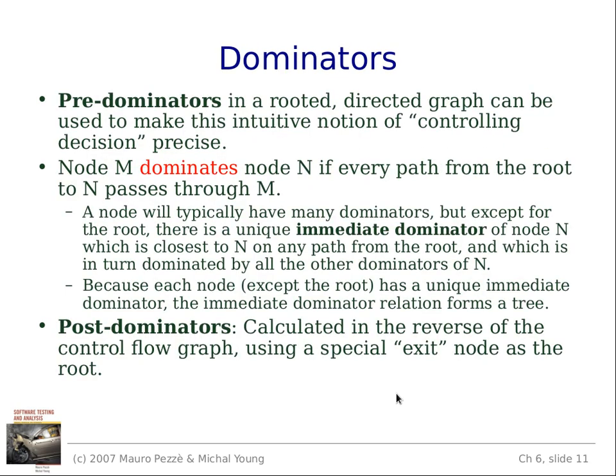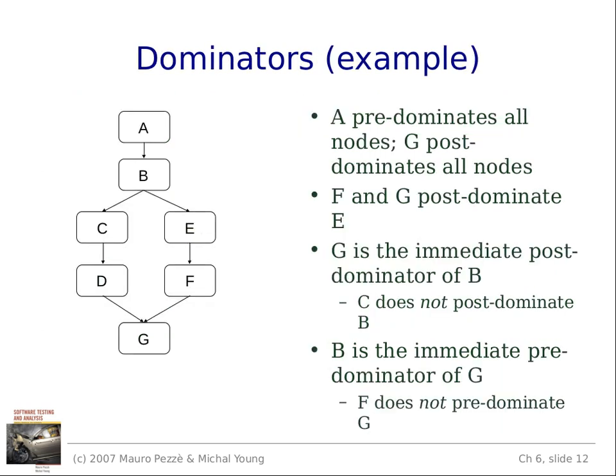Okay, dominators. All they're trying to talk about here is that node M dominates N if every path from the root passes through it. So you may have something that dominates every other node. I think the picture really helps describe what's going on here. A predominates all nodes because all these other nodes have to go through A first.